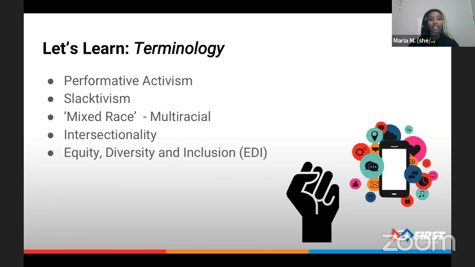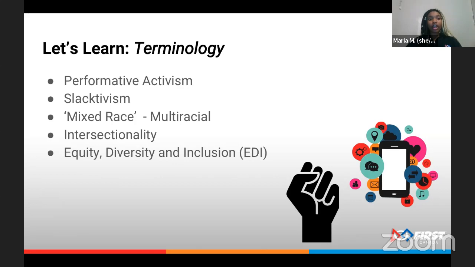One example of this that many of you might be familiar with is the black square that was posted back in June on a Tuesday that was supposed to be Blackout Tuesday. This was viewed as performative activism because some people who posted the square stopped there and didn't continue to do any learning, reflect on some of their own biases, or help support the Black Lives Matter cause further.